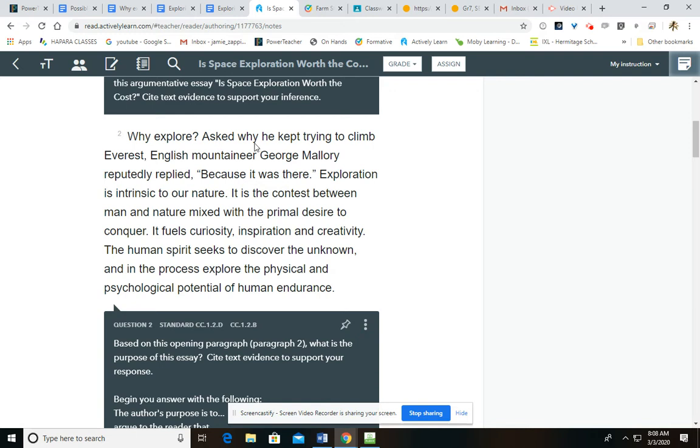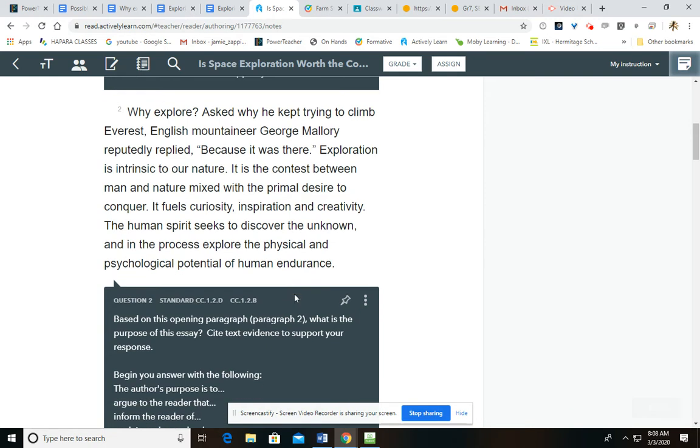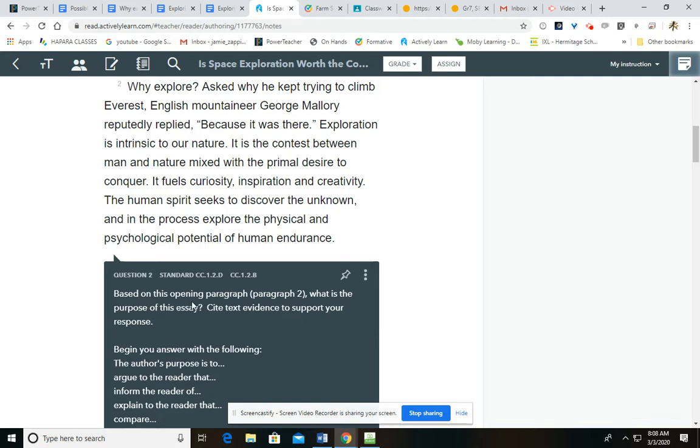It says, "Why explore?" Asked why he kept trying to climb Everest, English mountaineer George Mallory repeatedly replied, "Because it was there." Exploration is intrinsic to our nature. It's the contest between man and nature mixed with a primal desire to conquer. It fuels curiosity, inspiration, and creativity. The human spirit seeks to discover the unknown, and in the process, explore the physical and psychological potential of human endurance. And I asked, what is the purpose of this essay?